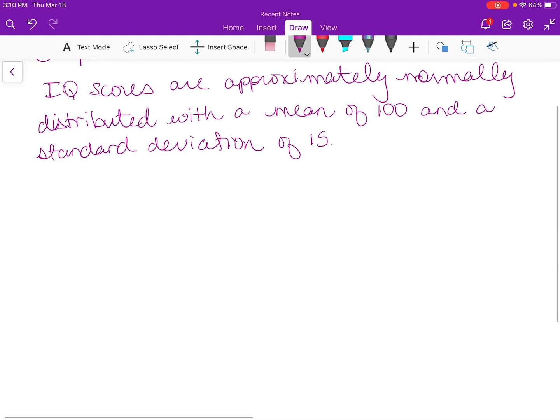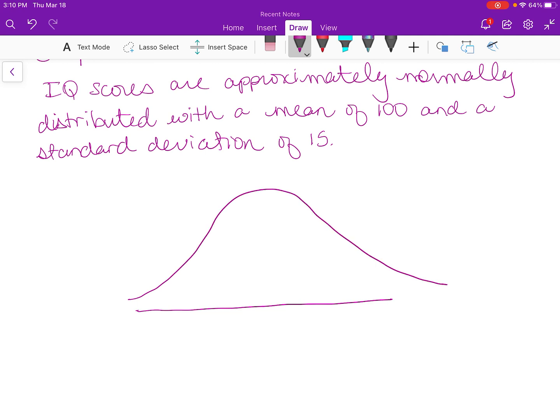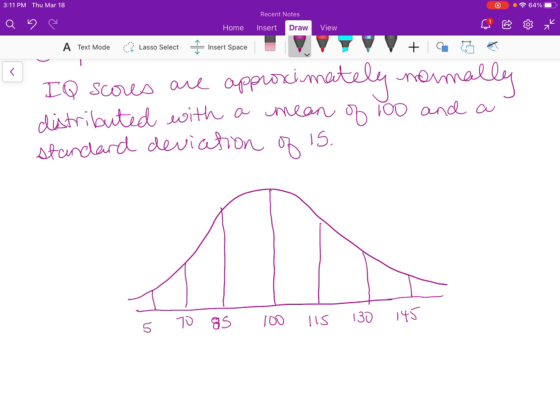So if we were to look at a sketch of this distribution, we would have 100 in the middle, then 115, 130, 145 going up, 85, 70, and 55 going down. So that's showing you have a mean of 100 and a standard deviation of 15.